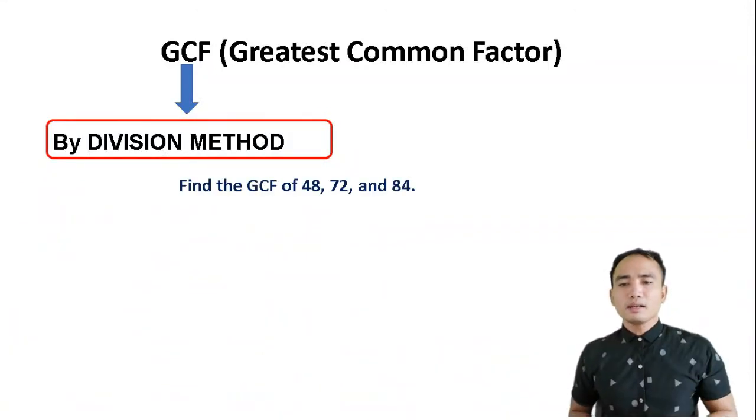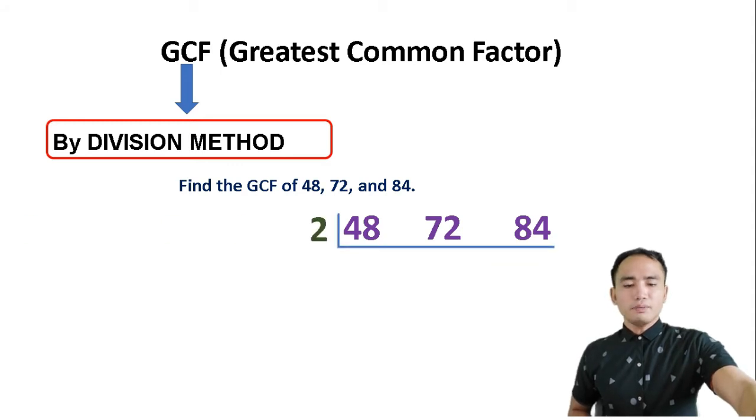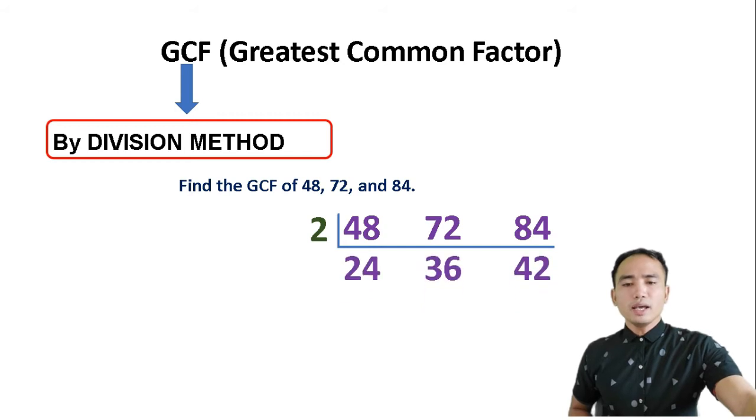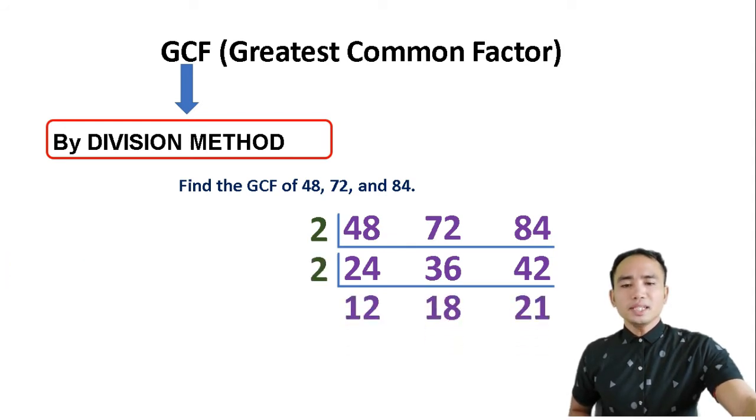Another example, find the GCF of 48, 72, and 84. So these three numbers are all even, so we can divide that by 2. 48 divided by 2 is 24. 72 divided by 2 is 36. And 84 divided by 2 is 42. Again, these are even, so let us divide that by 2. 24 divided by 2 is 12. 36 divided by 2 is 18. 42 divided by 2 is 21.